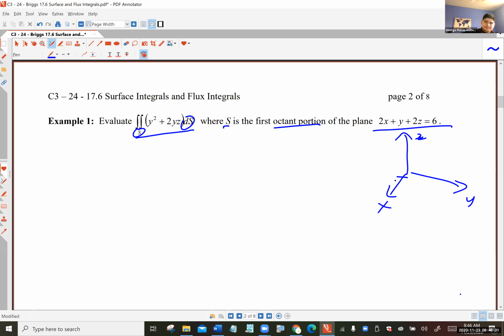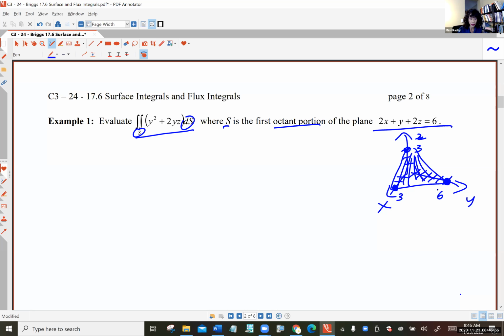3. 1, 2, 3. Put a dot. What's the y-intercept? 6. 2, 3, 4, 5, 6. And what's the z-intercept? 3 as well. And so the first octant portion of the plane is this slanted, triangular portion in the first octant.